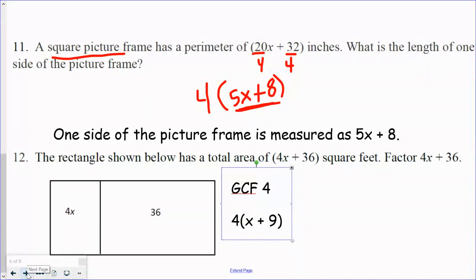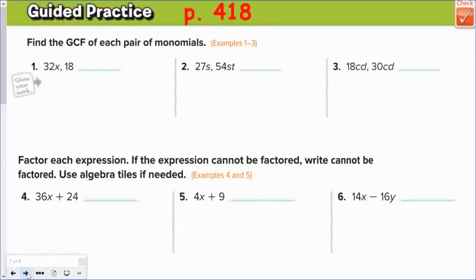Okay, if you need to glue this in, then we have some guided practice. Okay, let's find the greatest common factor of each monomial. That's what it's called when you have variables to the first power. There are no exponents included. Okay, so our first one, we just need to find our greatest common factor of 32 and 18.